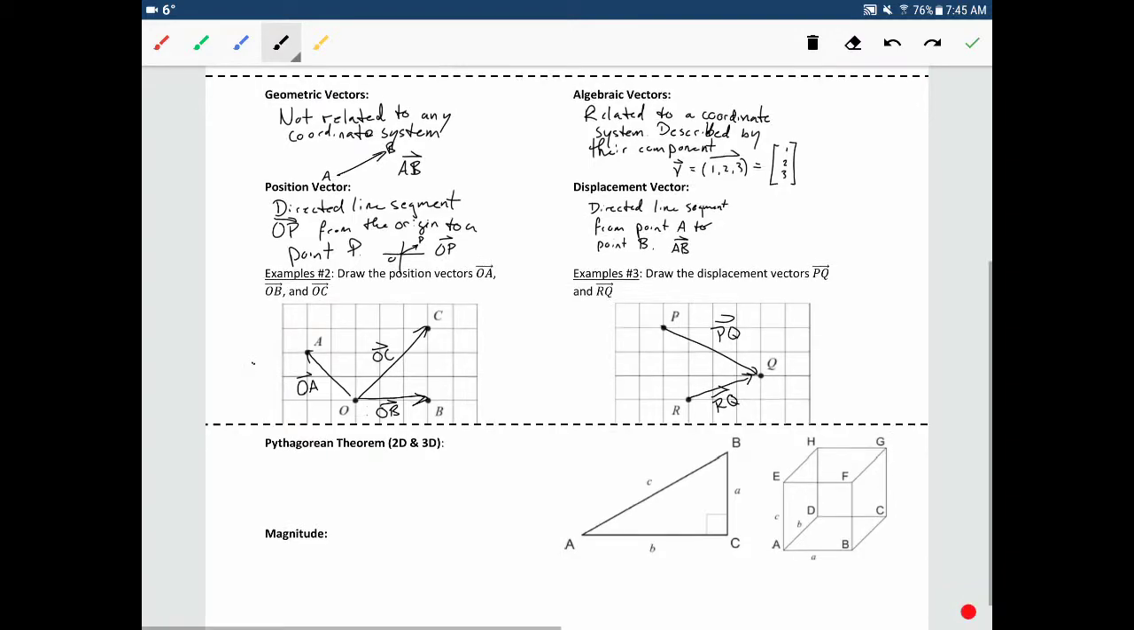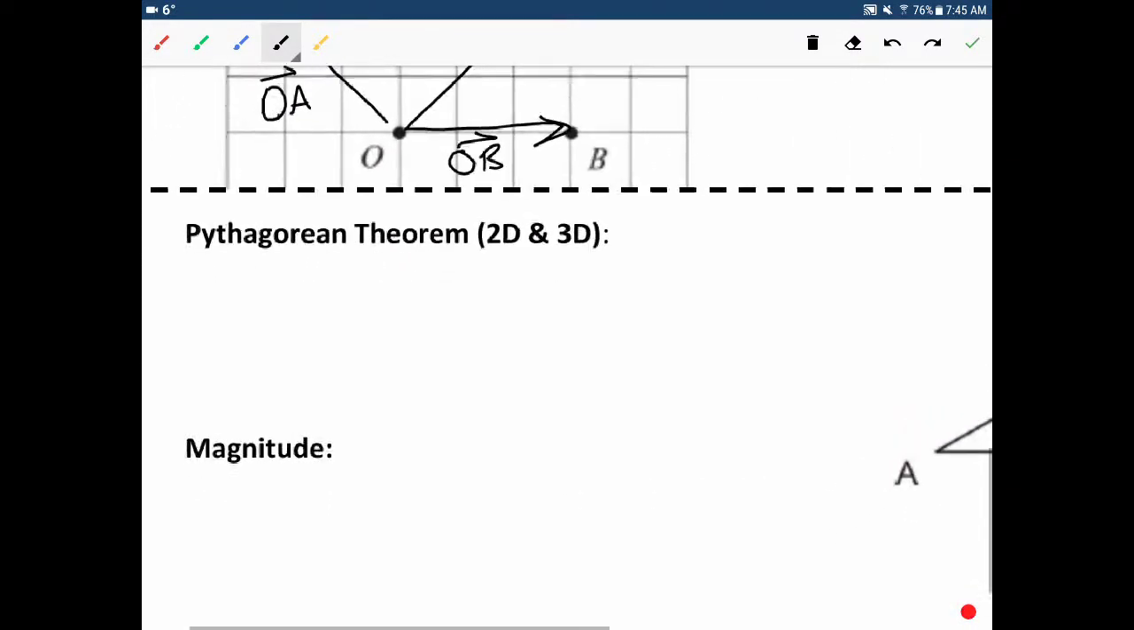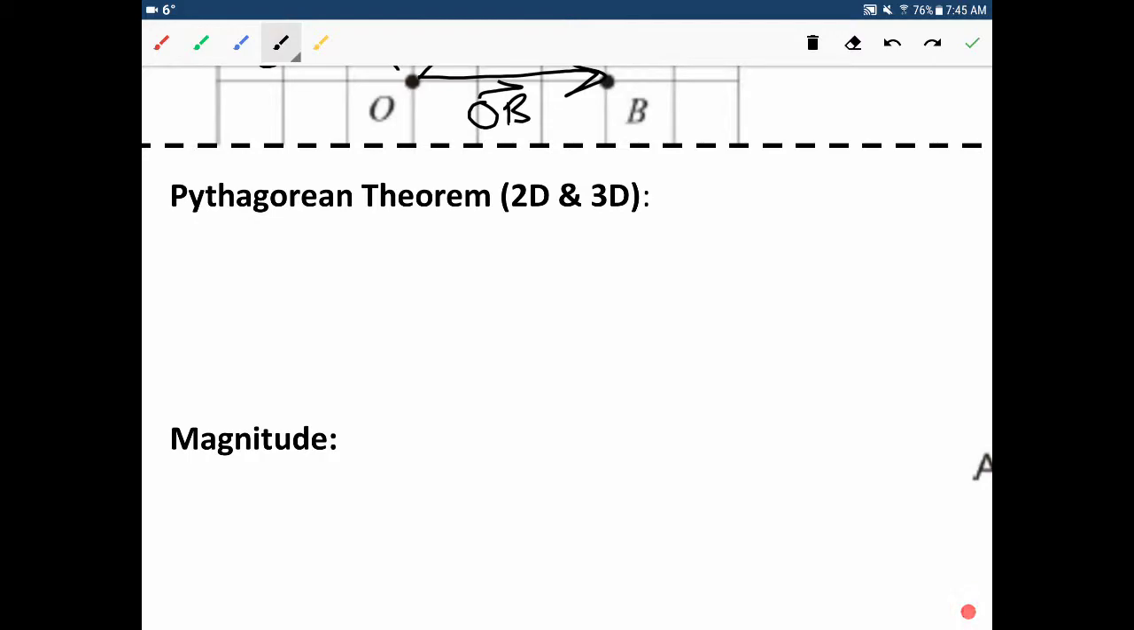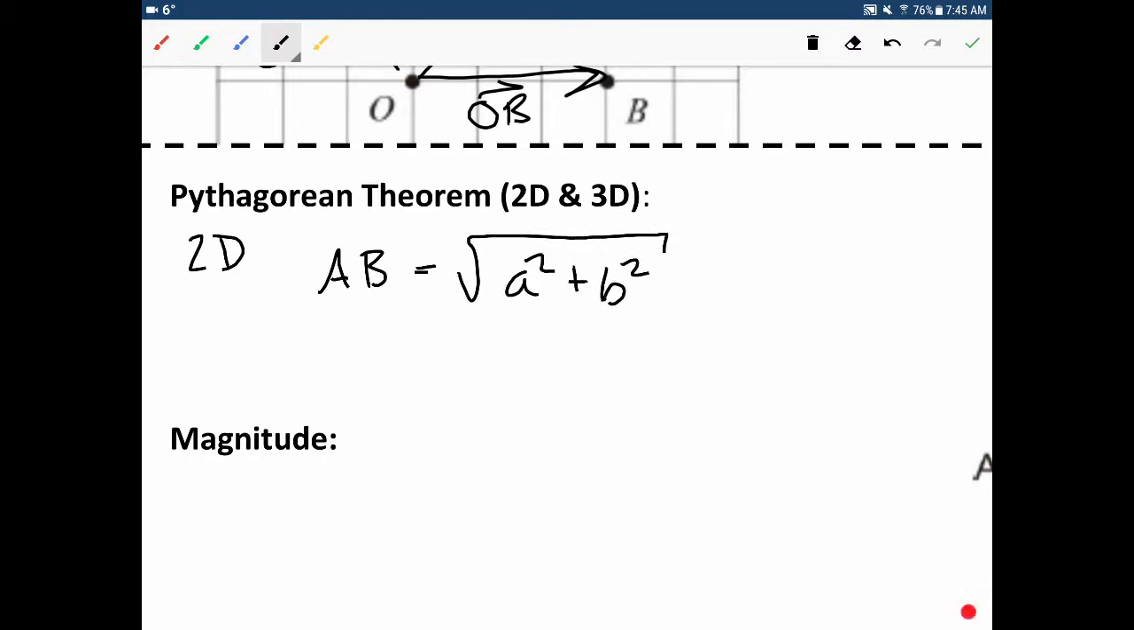All right. So Pythagorean theorem. Now you learned Pythagorean theorem a long time ago, but what you didn't learn is that there's actually more to it. So first of all, what you are familiar with is the two-dimensional version, which gives the magnitude of AB. Remember the Pythagorean theorem will only tell you the magnitude. It's not going to tell you the direction, but it'll tell you the size, the length of a line. You're going to have a squared plus b squared, and then we square root it. So that's just your basic Pythagorean theorem.